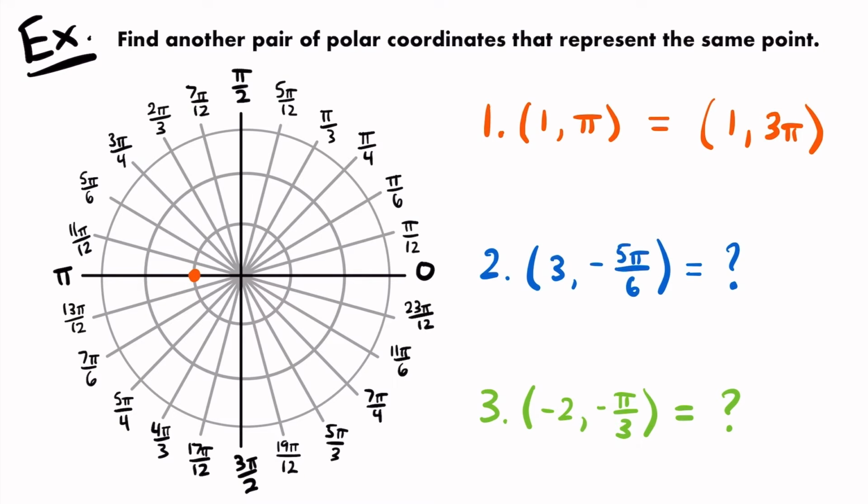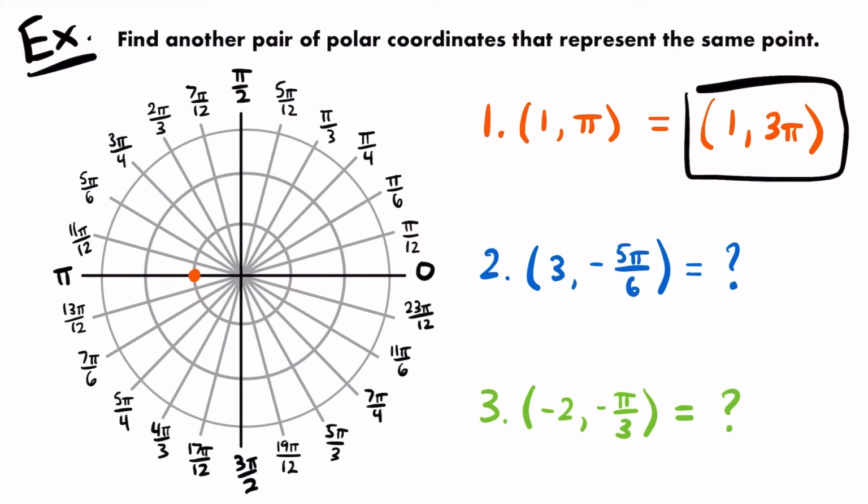Another way to look at it is if we were to plot this point like we did, we're right here, and we add 2 pi to our angle, that would make us do one full loop, and we're back to this point. So adding 2 pi to your angle is always going to give you another pair of polar coordinates that represents the same point. Okay, so that's one solution that we could find for this first pair of polar coordinates.